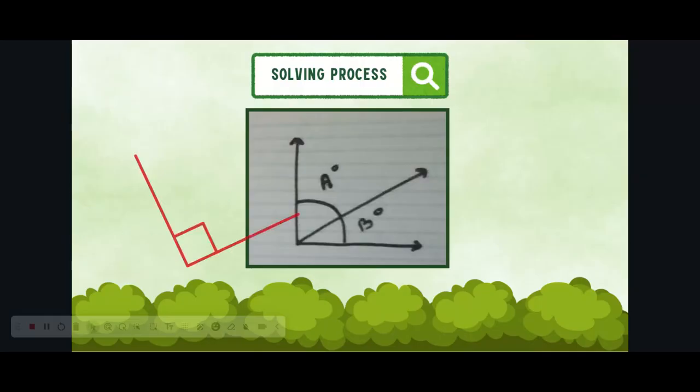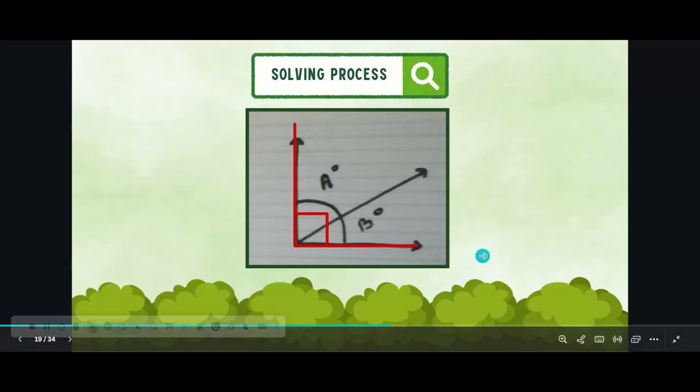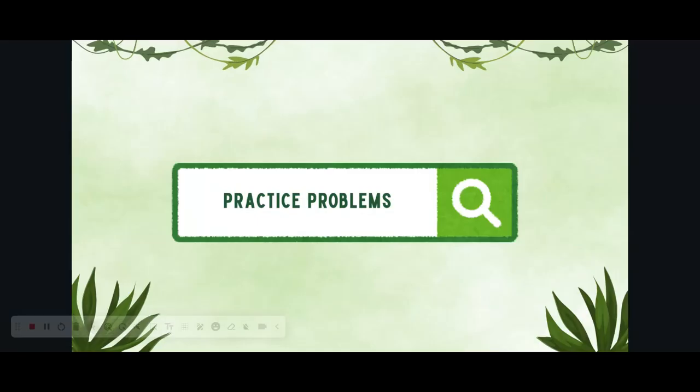We looked at the visual clues and we saw that this pair was complementary. So that's the full process. If you want to go back and play the video for that detailed process again, you can. But right now we're going into examples and practice problems.